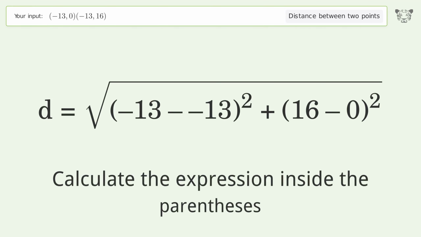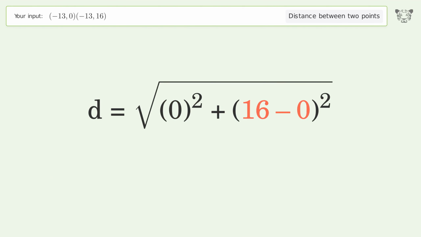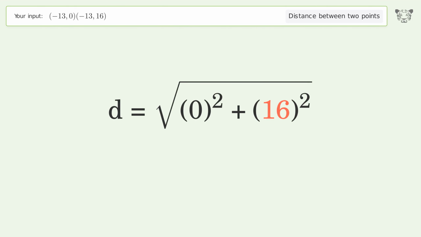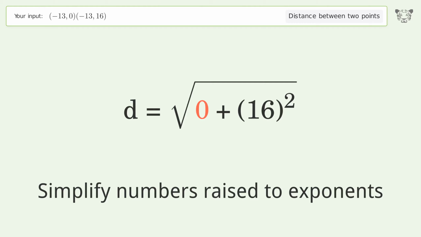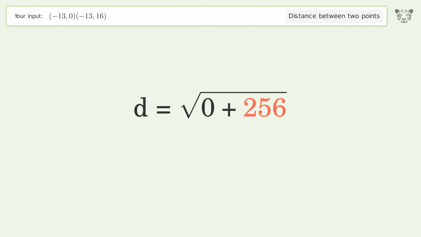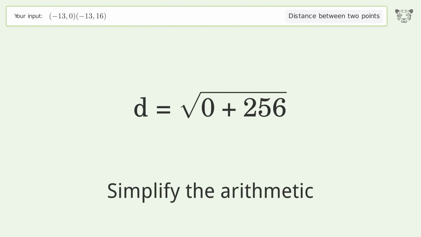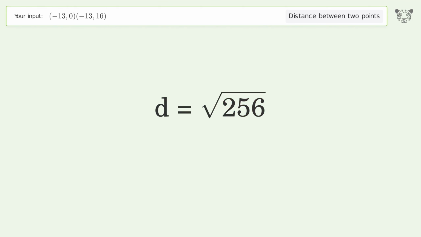Calculate the expression inside the parentheses. Simplify numbers raised to exponents. Simplify the arithmetic. And so the distance between the 2 points is the square root of 256, or 16.